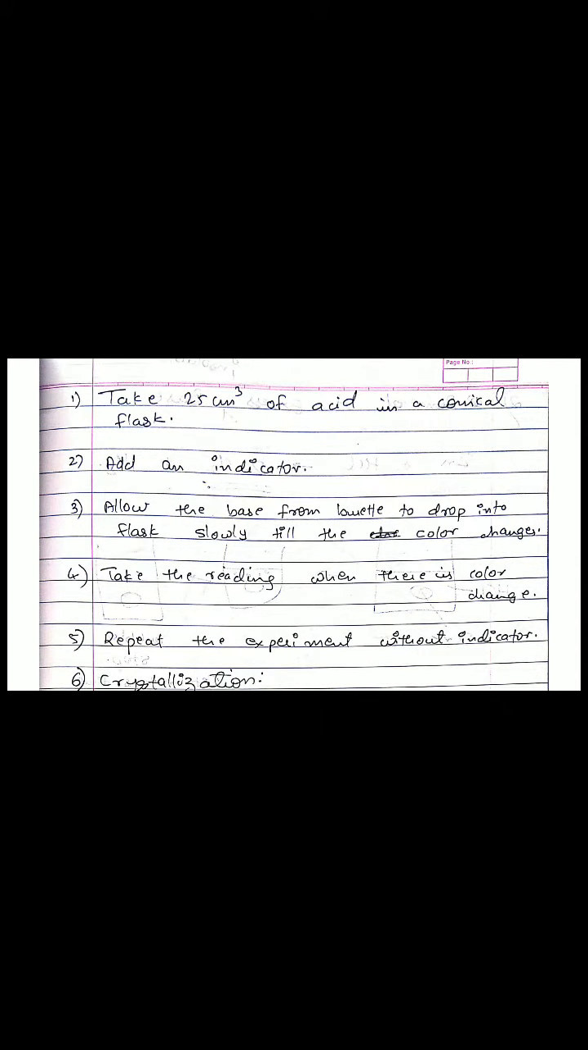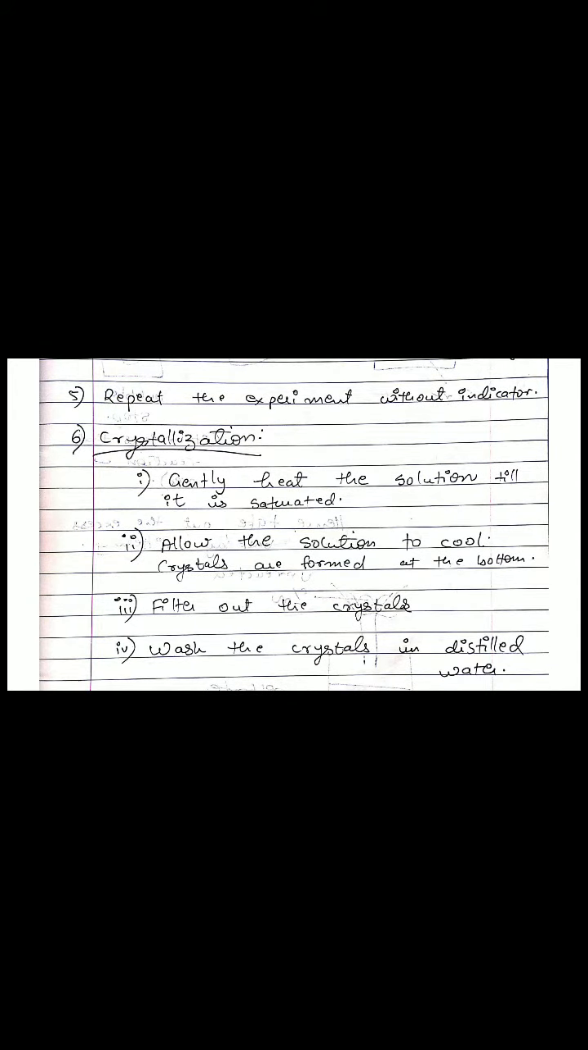I'm giving some time. You can pause the video and check it. It's the same thing I just said. Over here it is also mentioned. You can repeat the experiment without the indicator, because the indicator is causing contamination. Once you have done this experiment, you know how much quantity of base is needed for 25 cm3 of acid. Once you know that, you can repeat the experiment without the indicator next time. Then you can do the crystallization process or the evaporation process.